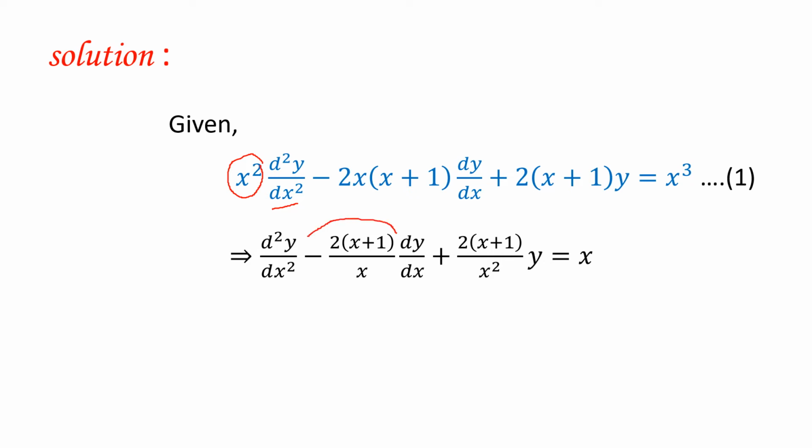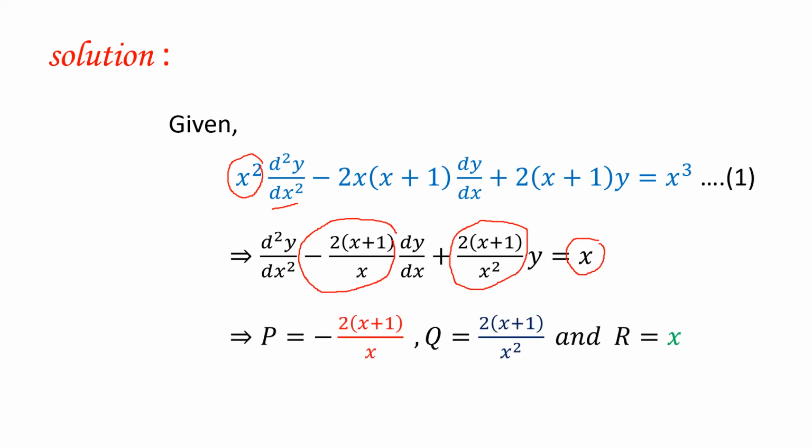Therefore what is the value of p? Minus of 2 into x plus 1 by x, and this is the value of q, and this is the value of r. Therefore we shall write down that p is equal to minus 2 into x plus 1 by x, q is equal to 2 into x plus 1 by x square, and r is equal to x. So I already mentioned that if they say solve, we have to find both u and v. So first we shall find the value of u, that means a part of the complementary function. We have worked a few problems already.